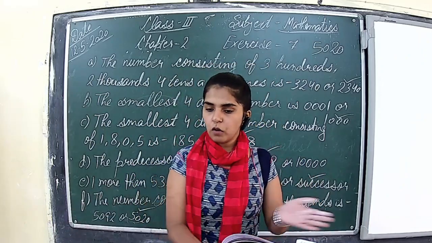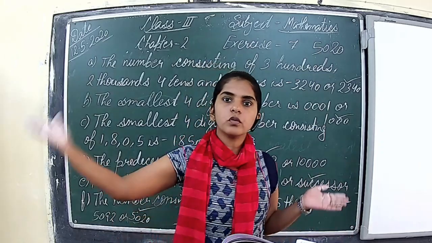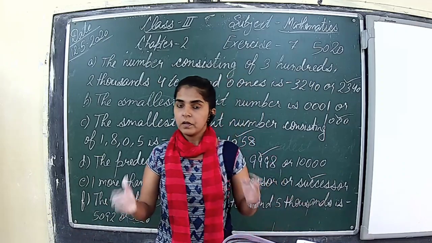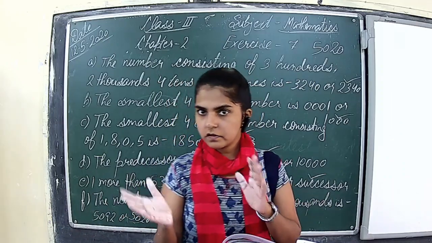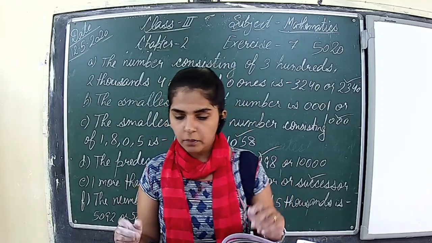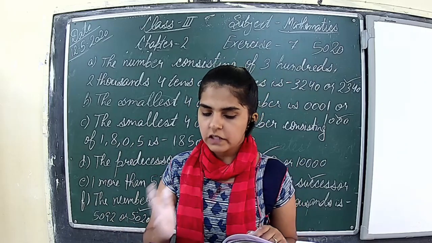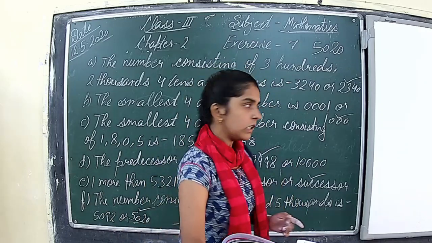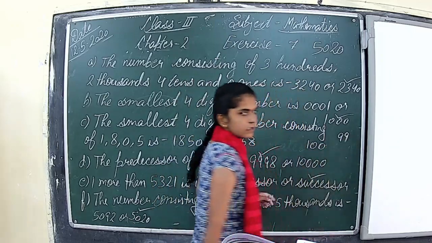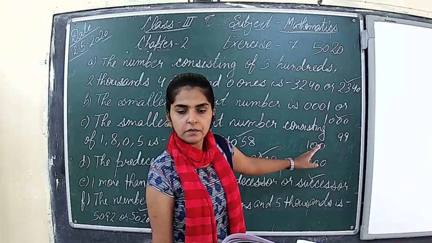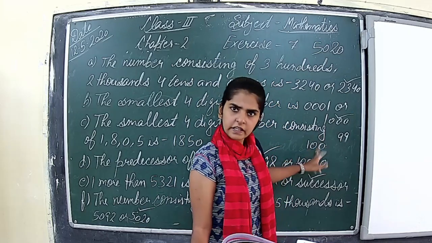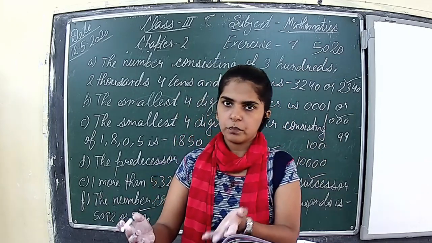Arranging the numbers from smallest to greatest is called ascending order, right? Ascending order. Next, write yes or no. I will read the questions and you will tell whether it is correct or wrong, true or false. Is the greatest 2-digit number the predecessor of the smallest 3-digit number? The smallest 3-digit number is 100 and the greatest 2-digit number is 99. Is 99 the predecessor of 100? Yes, this is correct. So there should be yes.